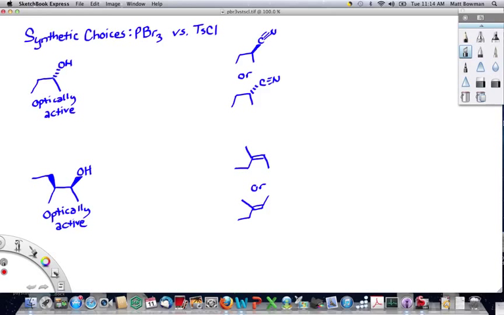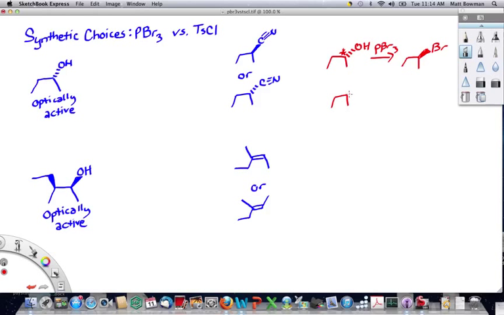Choosing between PBr3 and Tosyl chloride. Both PBr3 and Tosyl chloride change OH into a good leaving group. The main difference between the two is PBr3 changes an OH into a bromide by an SN2 reaction. Since it's an SN2 reaction, the stereochemistry of the alpha carbon is inverted.